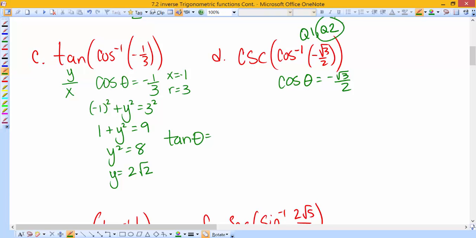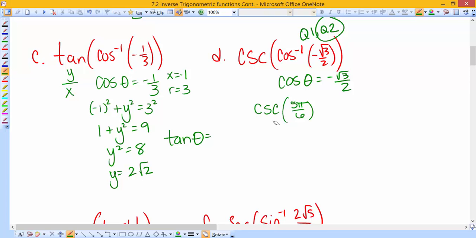So look in quadrant 2, where is cosine -√3/2? And that happens at 5 pi over 6. So I want the cosecant of 5 pi over 6. If you don't have this on your unit circle or your trig chart, you have some work you're going to have to do.